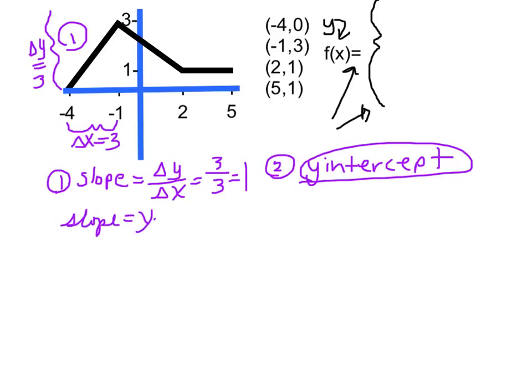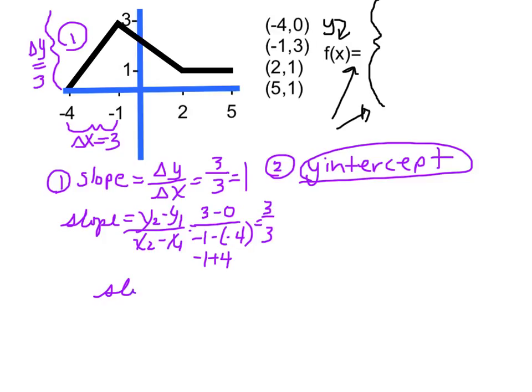The other way to find the slope is to use the slope formula, y2 minus y1 divided by x2 minus x1. I'm going to use the first 2 points to do this, and it doesn't matter the order, so I'm going to put in 3 minus 0 for my y coordinates over my x coordinates. So 3 minus 0 over -1 minus -4 is again equal to 3 over 3, and my slope is equal to 1.